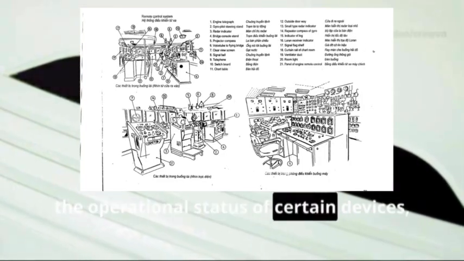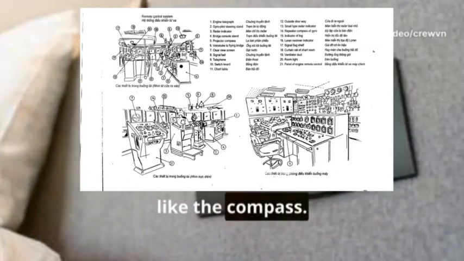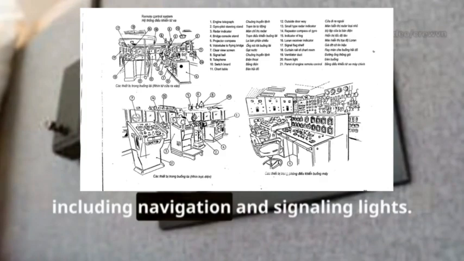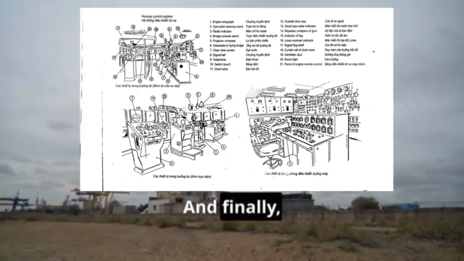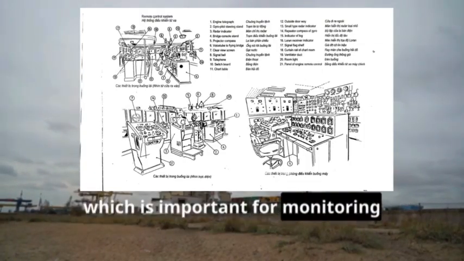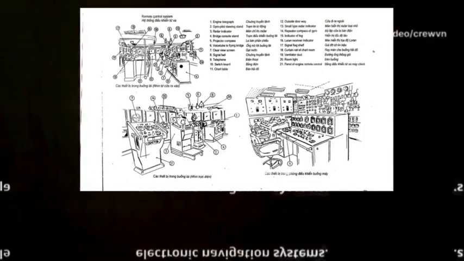The neon indicator is a light that shows the operational status of certain devices, like the compass. Lighting control manages the brightness of the lights on the bridge, including navigation and signaling lights. And finally, another receiver indicator shows receiver information, which is important for monitoring electronic navigation systems.